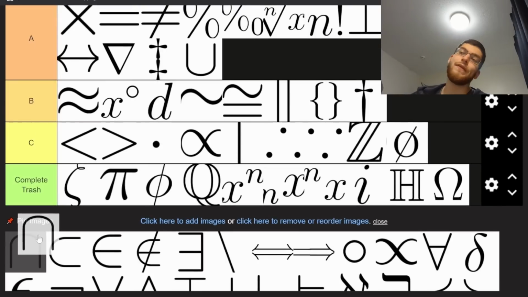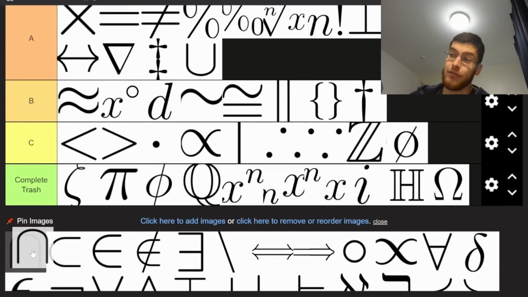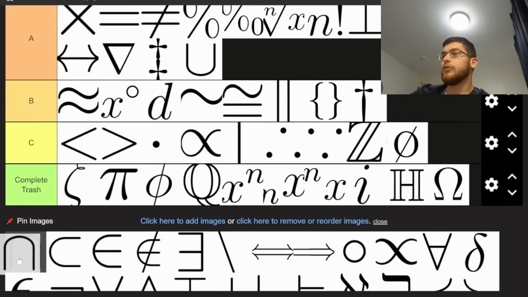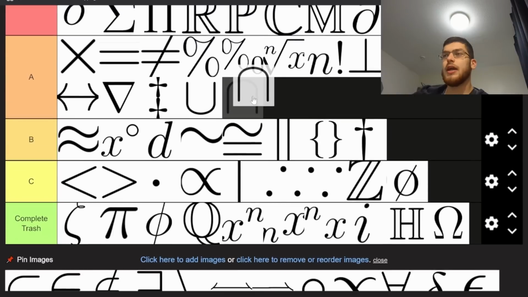And also it looks like the N in "and", or even if you put a line through it, it looks like the letter A, right? So I'm going to put it in A tier as well. It's pretty good. It's not great though.